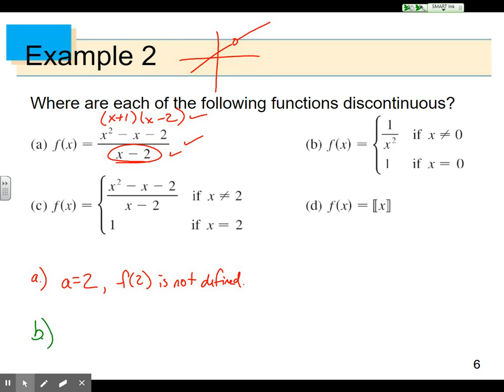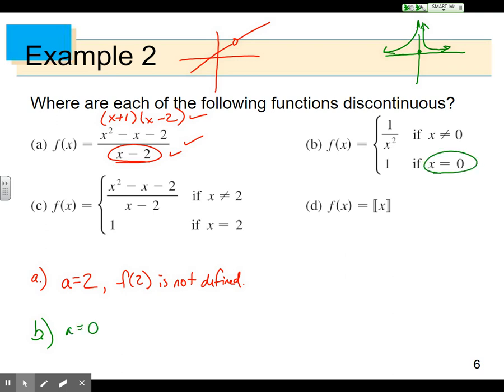B, let's see, we have f of x equals 1 over x squared. That's going to look something like that. And 1, if x is equal to 0. There's a couple things you could say about this one. You could definitely say that the limit is not equal to the function value. But probably a better answer is, look at this. Look what I'm approaching as x gets close to 0.